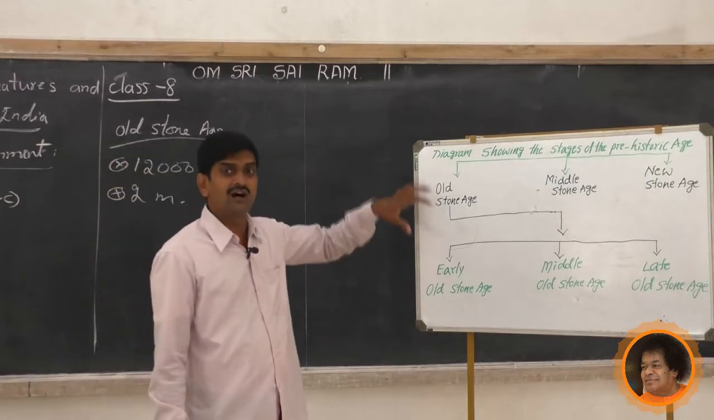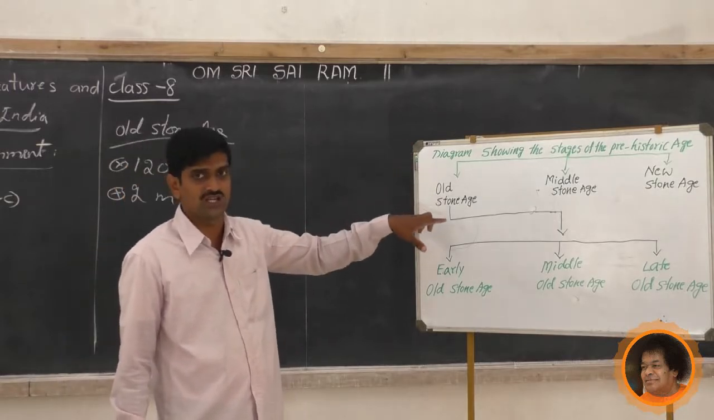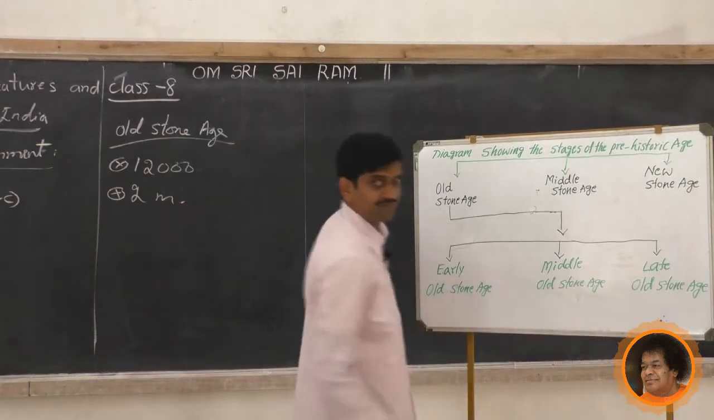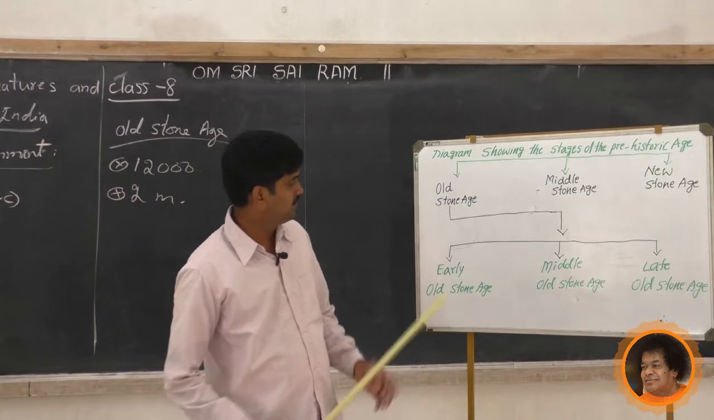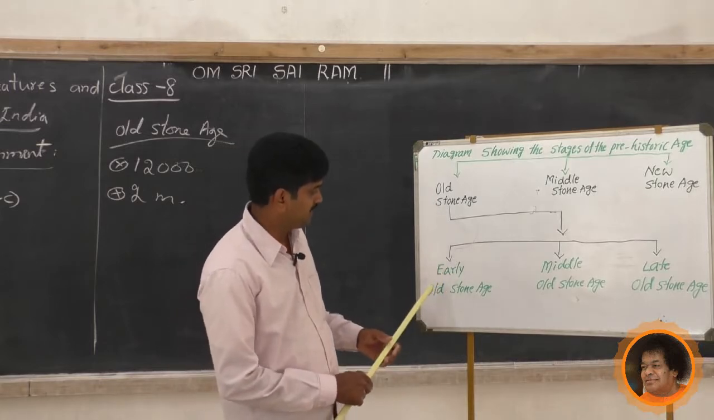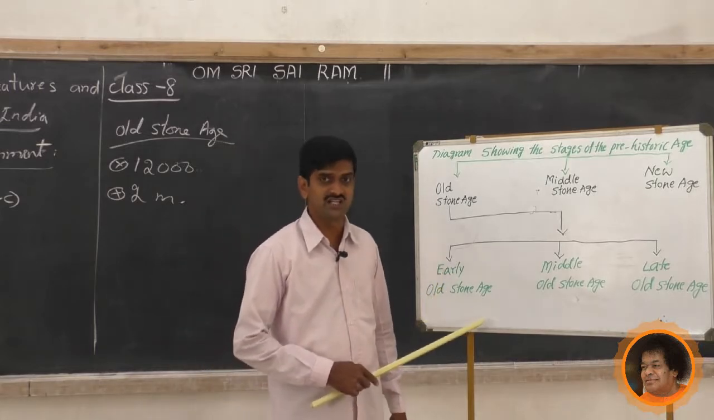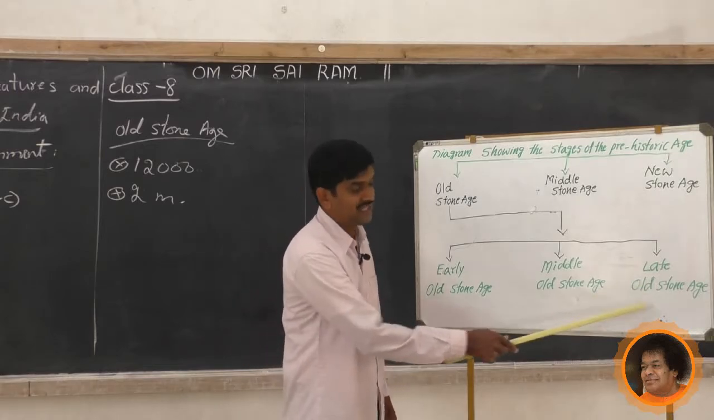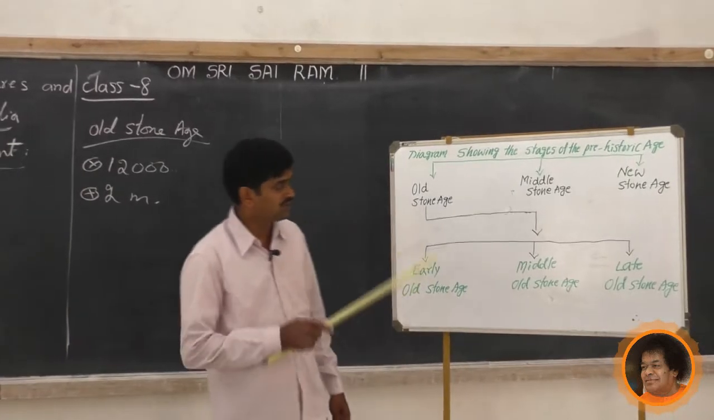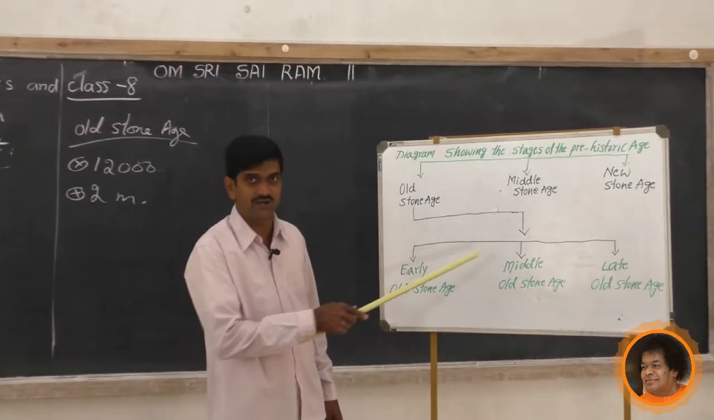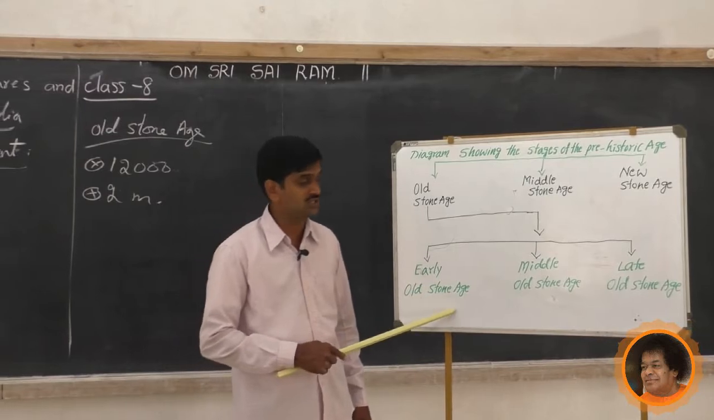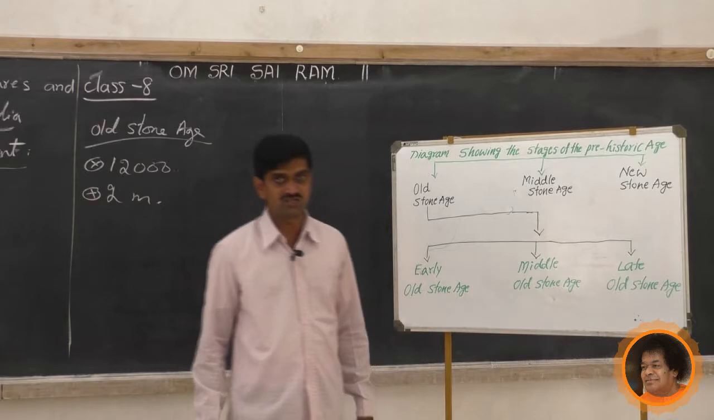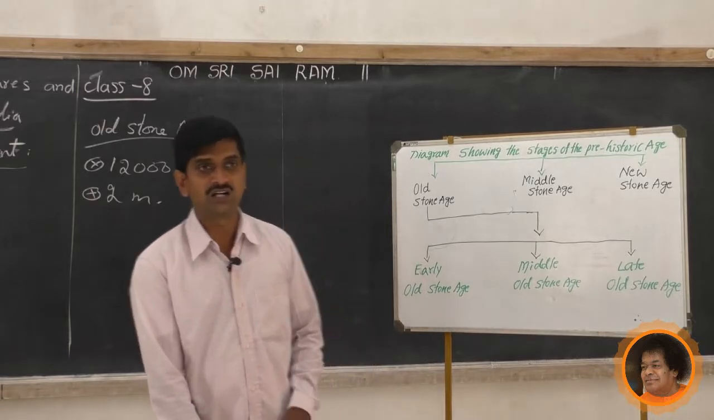This long duration of the Old Stone Age is again divided into three. The archaeologists divided the Old Stone Age into three: the early Old Stone Age, middle Old Stone Age and late Old Stone Age. This is the division of the Old Stone Age.